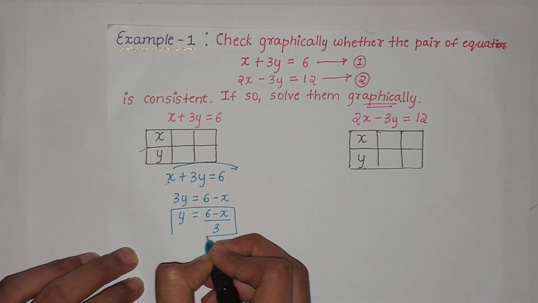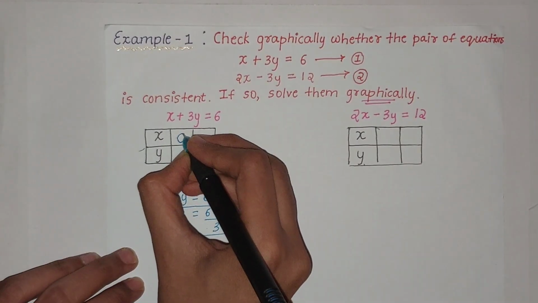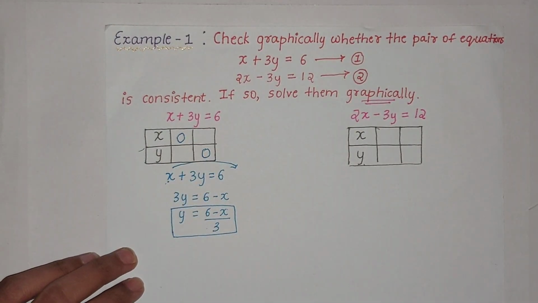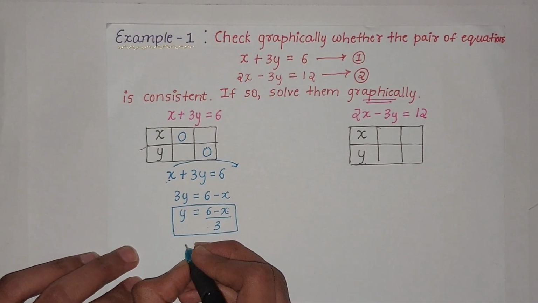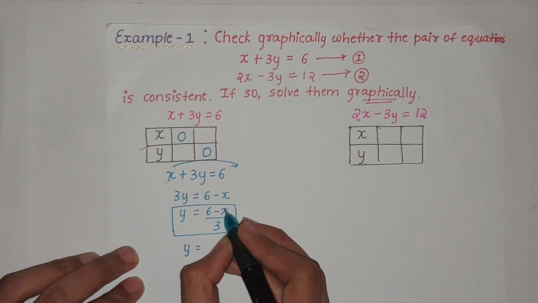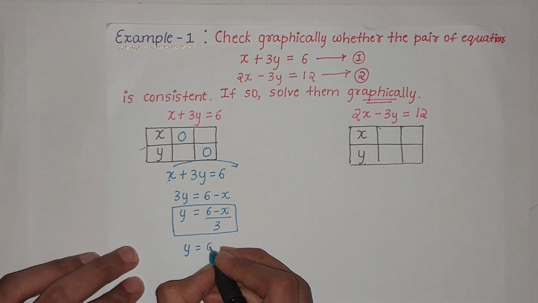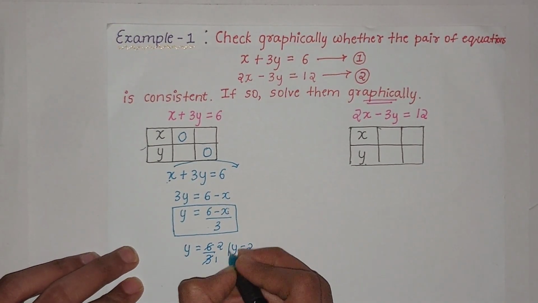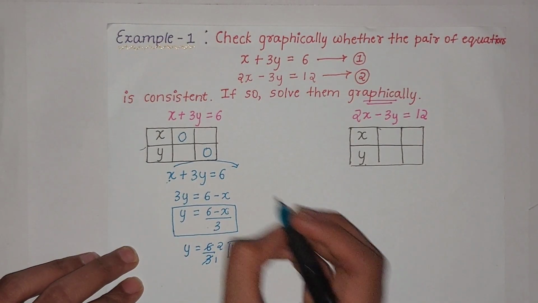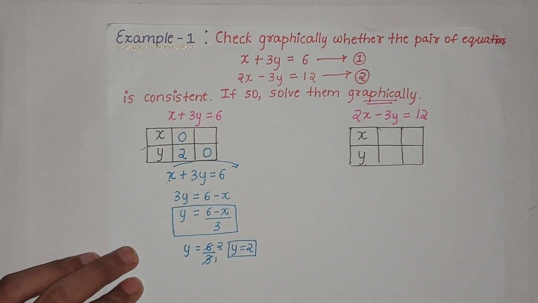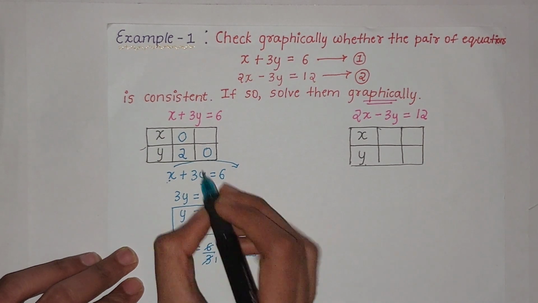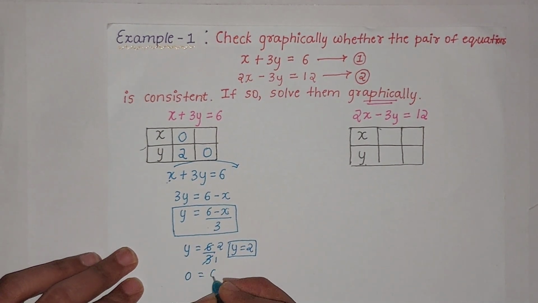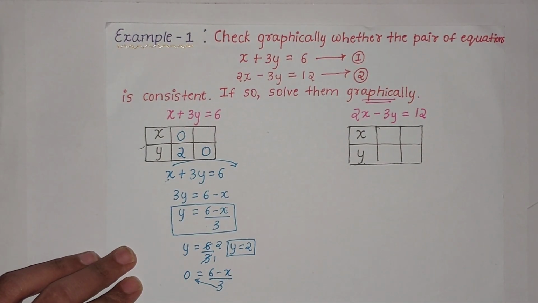Keeping this equation, first put x = 0 and next y = 0. First I'll make x = 0. Then 6 minus 0 is 6, so it will be 6 by 3. 3 ones are 3, 3 twos are 6, which means y = 2 when x = 0. Next, make y = 0. So 0 = (6 − x)/3. When 3 goes here, 0 into 3 becomes 0. So x = 6.